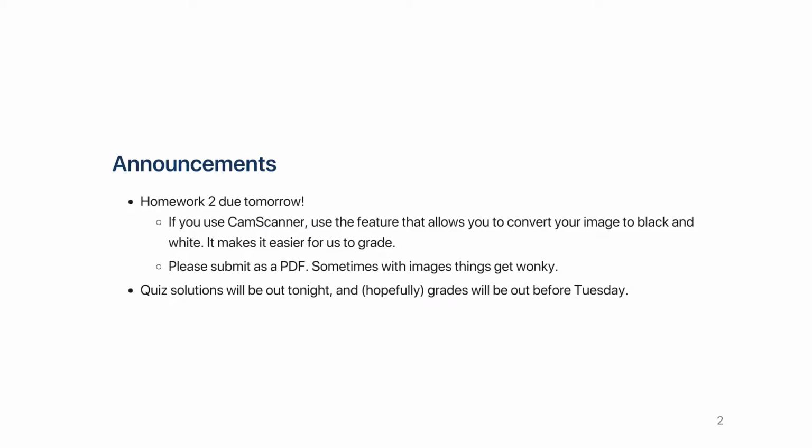Otherwise, with the picture, there's glare, this, that, and whatnot. So please use that feature that allows you to bring it immediately in front of the camera and turn it black and white. And also, please submit it as a PDF. Sometimes it gets a little weird when you submit the images themselves. So if you just have the images, what you could do is put them into Word or Pages and export as PDF. Okay?